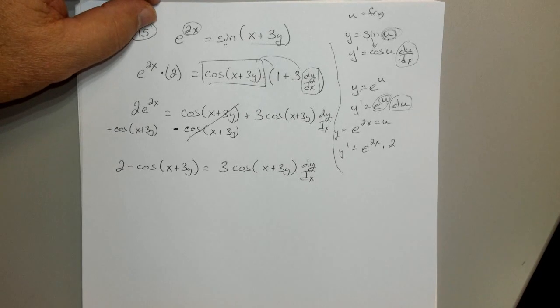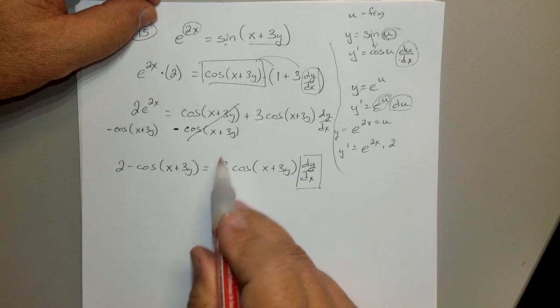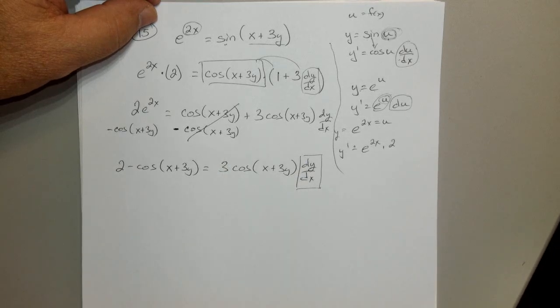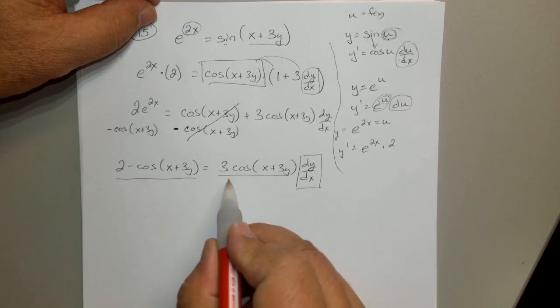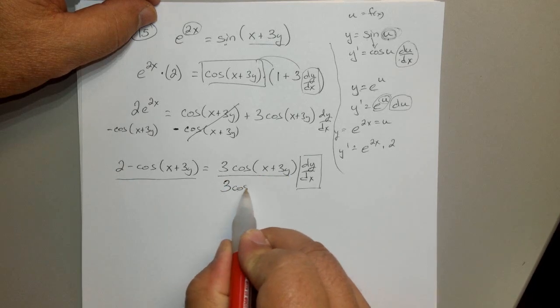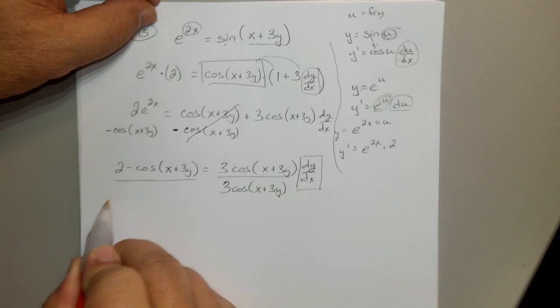One more step. What is it? Trying to get this by itself, so we have to get rid of the coefficient. Divide both sides by 3 cosine x plus 3y.